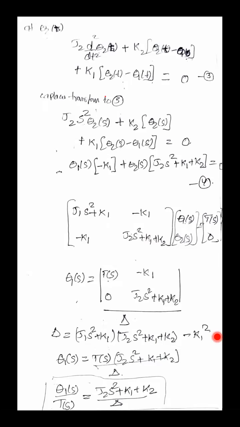Next, if we take theta 1 of S, which is equal to T of S into J2 S square plus K1 K2, divided by delta. Okay. So this is the formula. T of S into this minus 0 into K1. 0 into K1 is 0. So T of S into J2 into S square plus K1 K2 divided by delta. Okay, take T of S to denominator. So theta 1 of S by T of S is equal to J2 into S square plus K1 K2 by delta. Okay, hope you understood this.